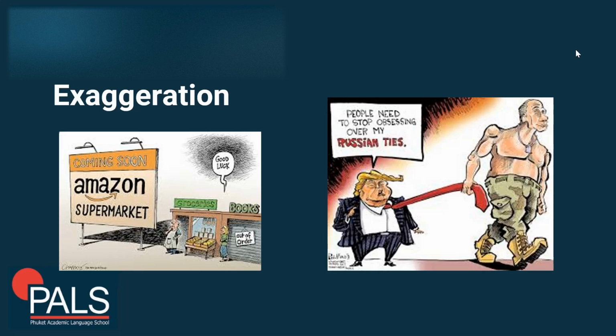Okay, I hope you had a chance to look at it and think about it. The guy on the right is Vladimir Putin, the president of the Russian Federation. The guy on the left is former president of the United States, Donald Trump. The blurb above Donald Trump says, "People need to stop obsessing over my Russian ties." So, although we're talking about exaggeration, there's also an analogy here. Let's first talk about the exaggeration.